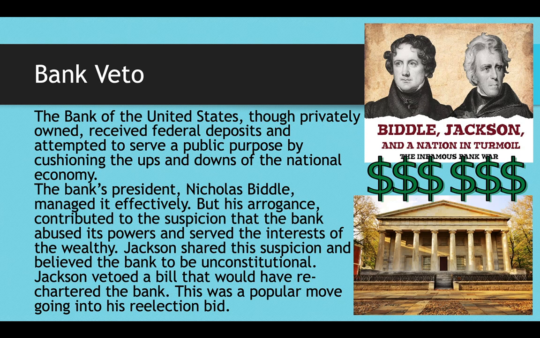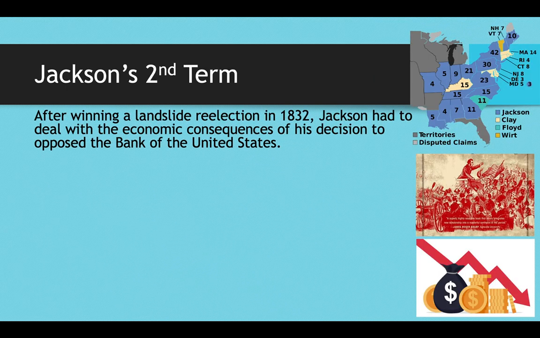So Jackson vetoed a bill that would have rechartered the bank and kept it open for coming decades. This was actually a popular move for the majority of Americans who believed the rumors about Nicholas Biddle and also thought that the Bank of the United States was only serving the interest of the rich. And this was going into his reelection bid in 1832, which caused him to win in a landslide. Despite all of his flaws, Jackson was an incredibly popular president, and he won 2 landslide elections in a row.